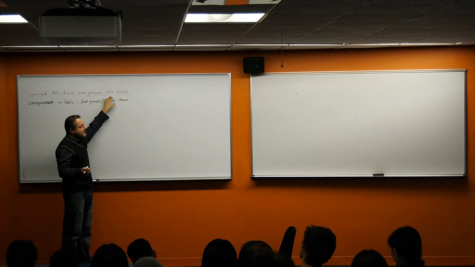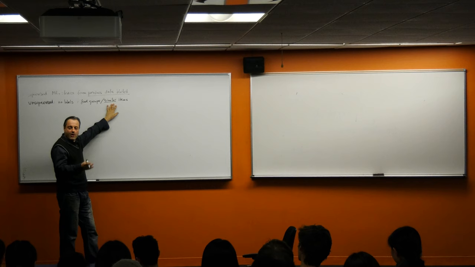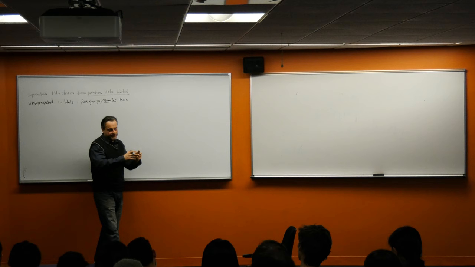This in here, I'm not doing categorization based on well predefined labels. I'm finding groups of things that look the same. I don't know what they have.